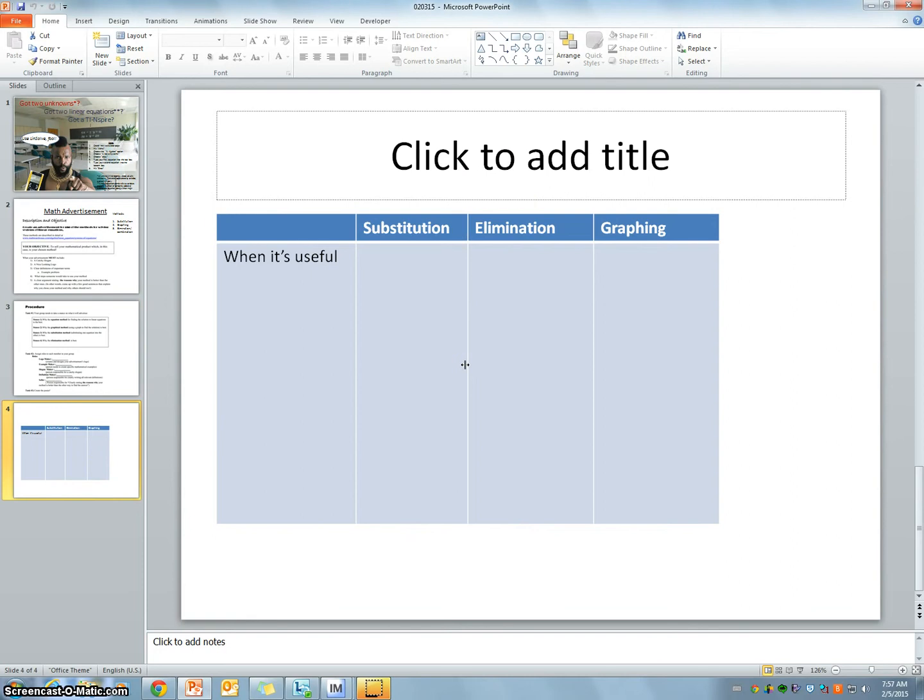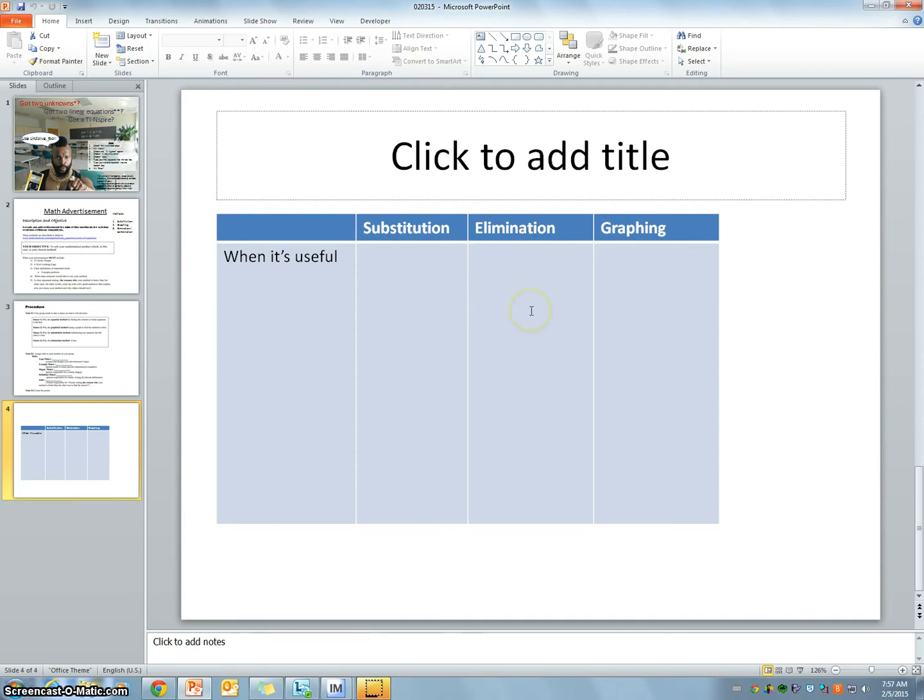This chart here might help you in your assignment. I know you guys filled out a similar worksheet for algebra class where you talk about when substitution is most useful. I'll give you a hint. Substitution is really useful when you already have y or x in either one of the equations.